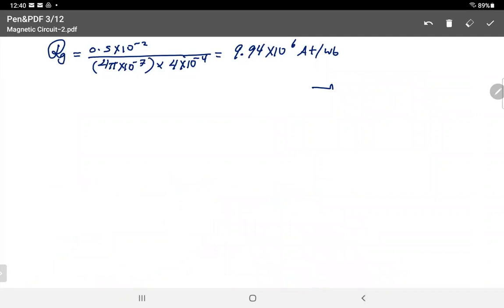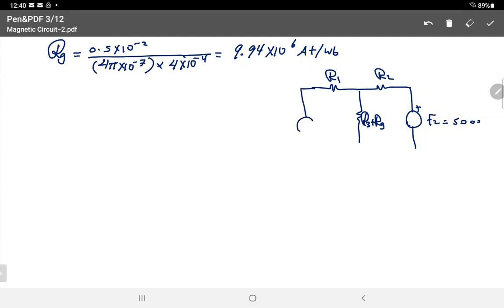I will sketch it here again. That's R1, R2, and in the middle, that's R3 plus RG. And you have here F2, which is equal to 5,000, and you have F1, which is equal to 5,000. And I have the value for all the reluctances. So here's phi 1, and here's phi 2, and here phi 1 plus phi 2. You can use many techniques to solve the circuit. Let me just take the simplest one.